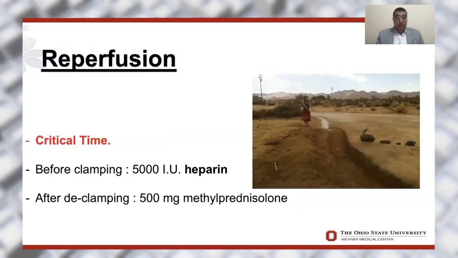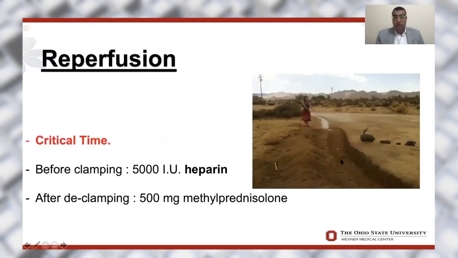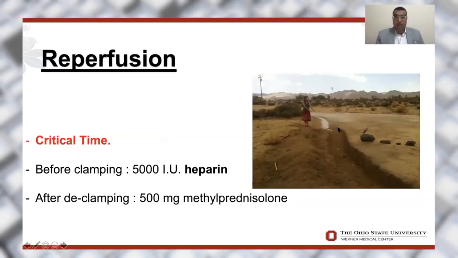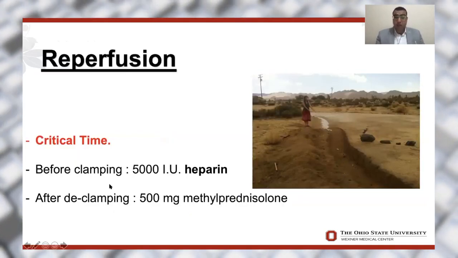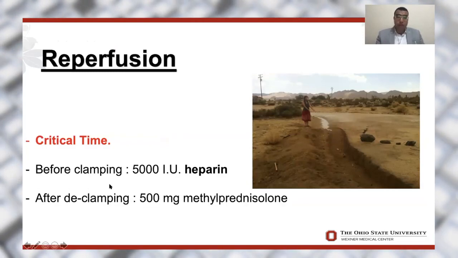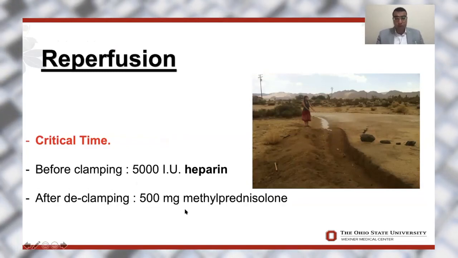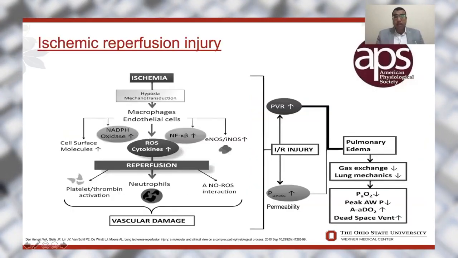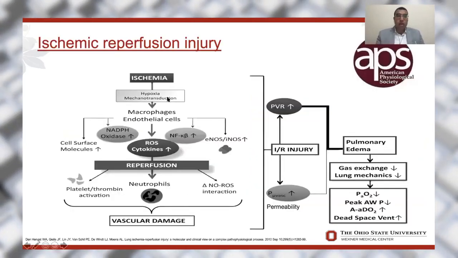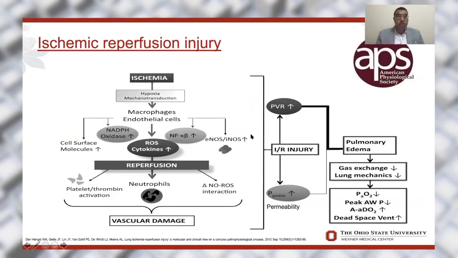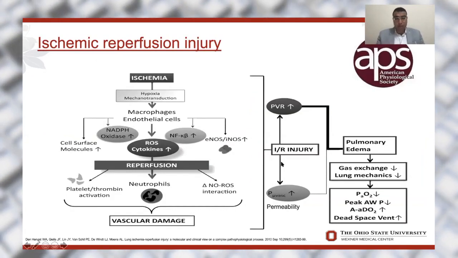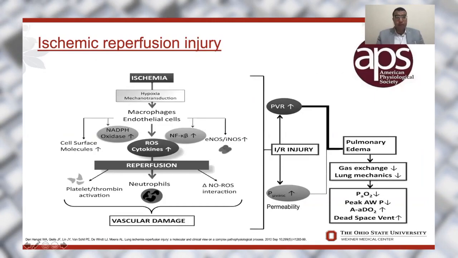The reperfusion, when the blood comes back to the lung, is a very critical time. Before the clamping of the pulmonary artery, we give heparin. After the clamping, we give methylprednisolone. This reperfusion, the same as ischemia, causes lung injury and multi-organ dysfunction. This is the postulated mechanism of the ischemic reperfusion injury.